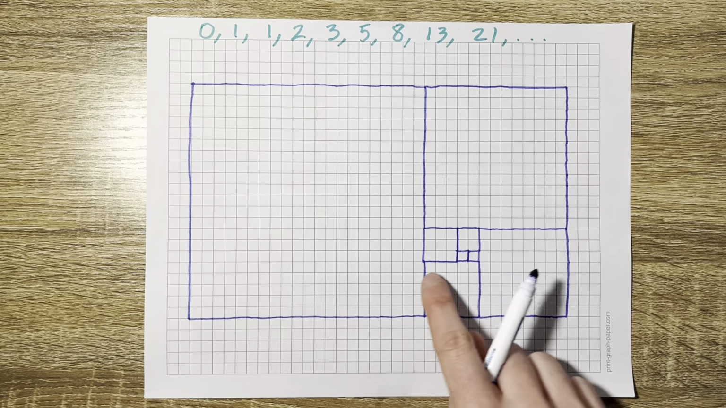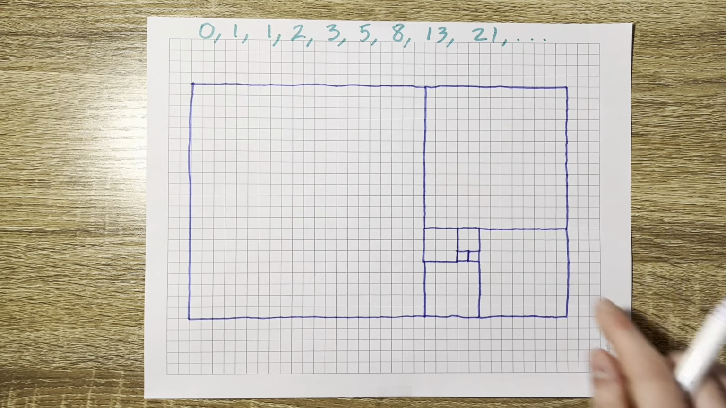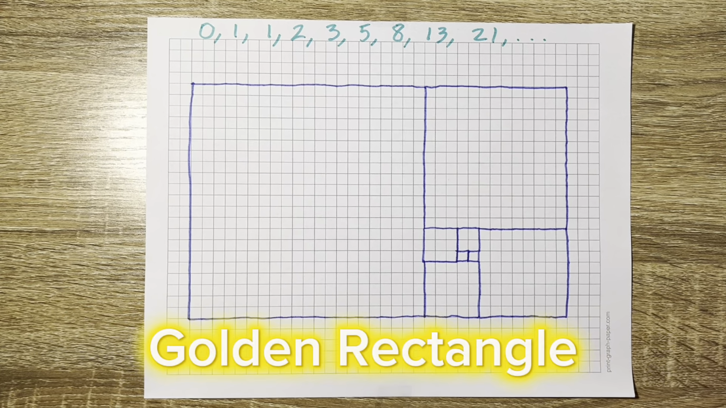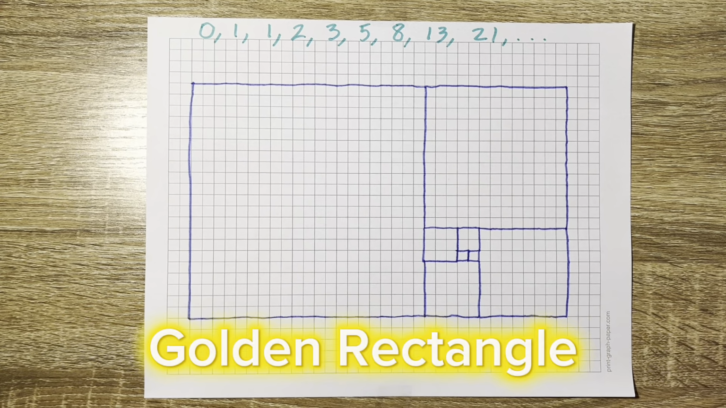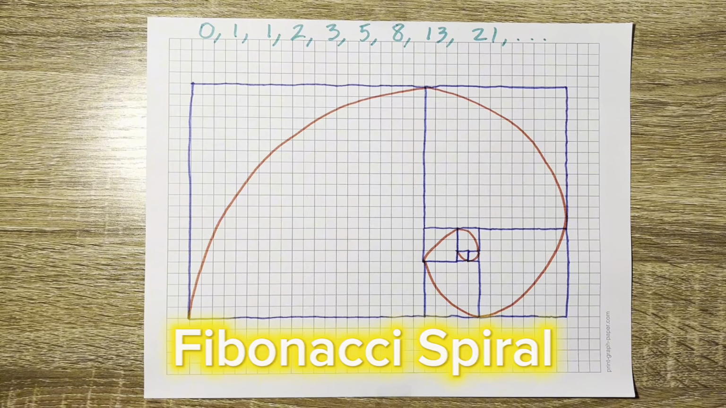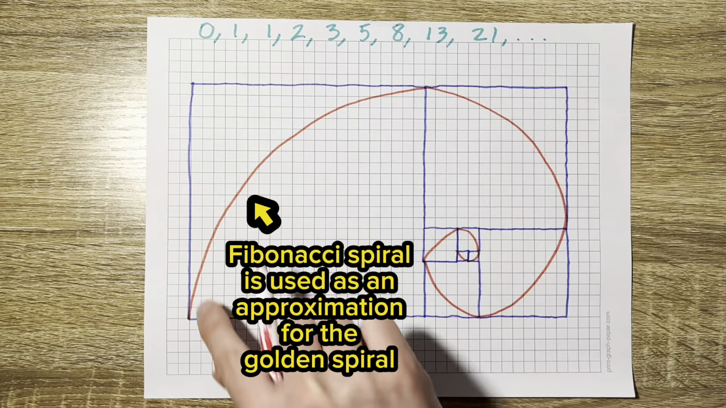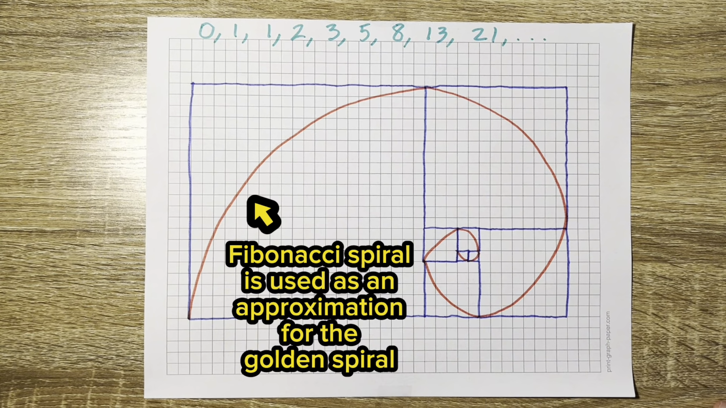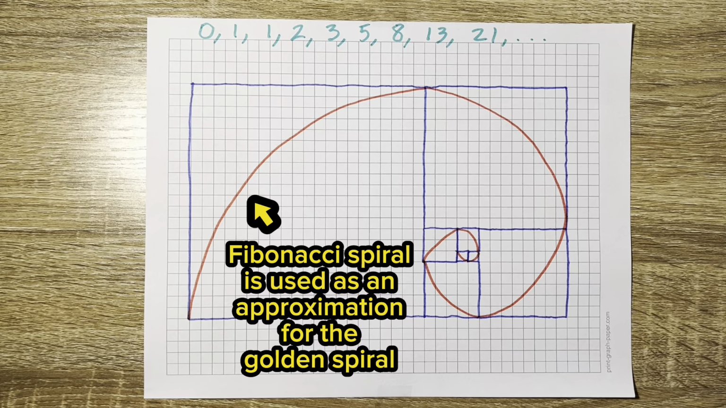As the pattern continues, the overall shape begins to approach what's called a golden rectangle. Now if I draw a curve connecting opposite corners of each square, we get this spiral shape, which is called a Fibonacci spiral. And this is what people often use as an approximation of the golden spiral.